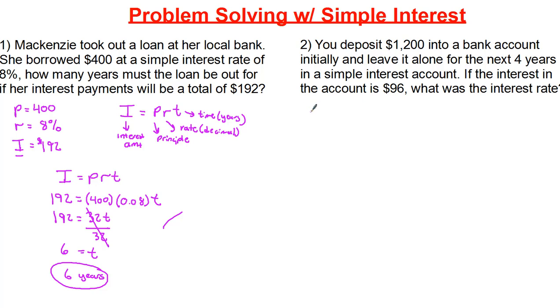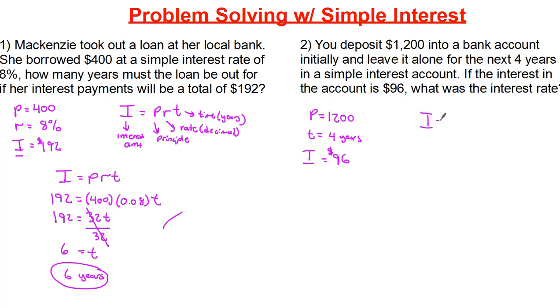Okay, now let's go ahead and do the same thing. You deposit $1,200, so P is equal to $1,200, and you leave it alone for the next 4 years. So now we are given time, so time is 4 years. This is a simple interest account. If the interest in the account is $96, what is the interest rate? So it seems like R is what we're missing here.